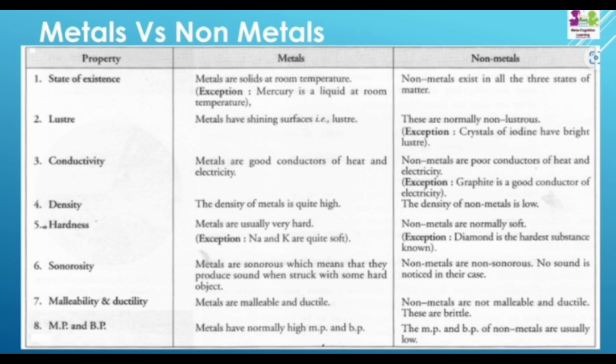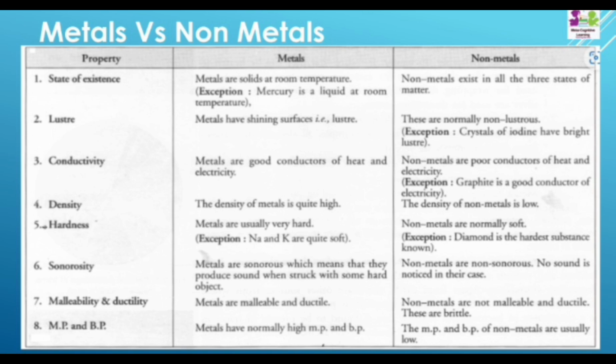Malleability and ductility. Malleability is a property where you can make the metal into thin sheets. If you look at the food industry, we use a lot of aluminum foils. Aluminum is also used, and silver is also used in sweets, where you can make the metal as thin as possible in terms of sheets. And ductility is a property where you can make them into wires.